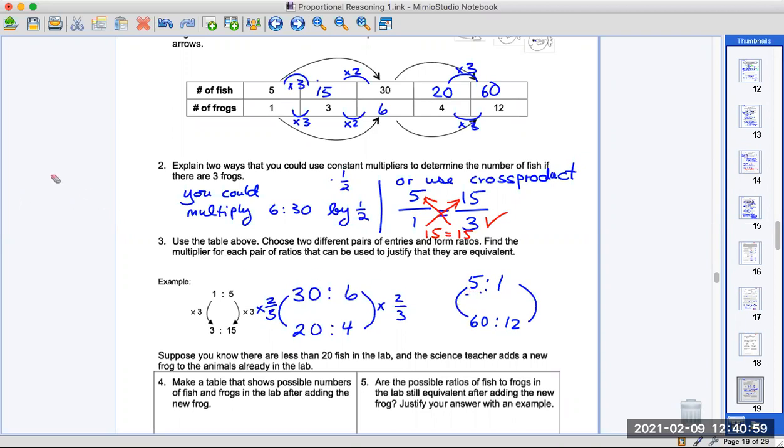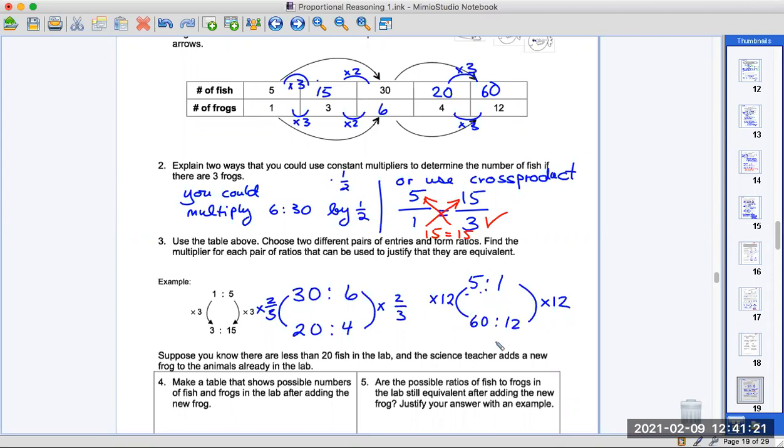5 times 12 is 60. Yeah, but what if you don't know that 5 times 12 is 60? How can you find that number without going, oh my gosh, I have no connection in my head? What do you divide? 60 divided by 5. Try 60 divided by 5 and see if you find that multiplier.